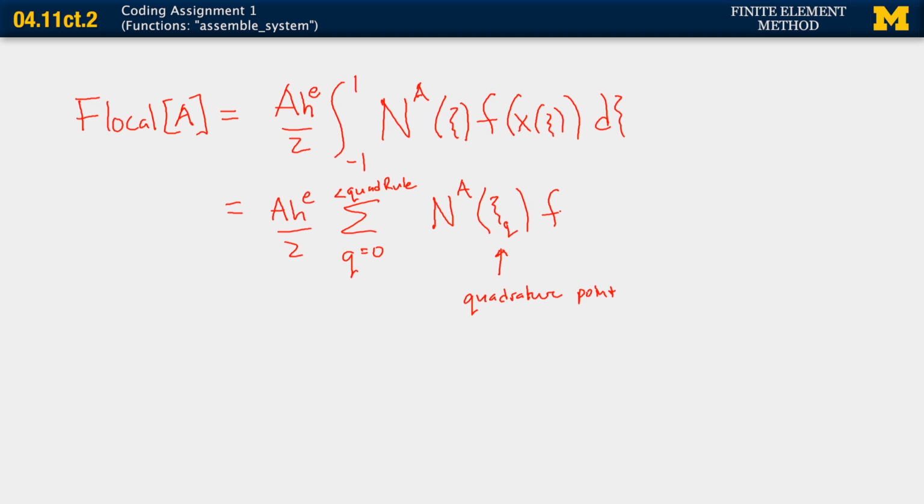Then F is a function of x, but again, we can get the value of x for that particular quadrature point. Now it's no longer an integral, it's a summation, and so we also multiply by the weight. That's short for the quadrature weight at that particular quadrature point. And again, we also have a vector of quad weights.